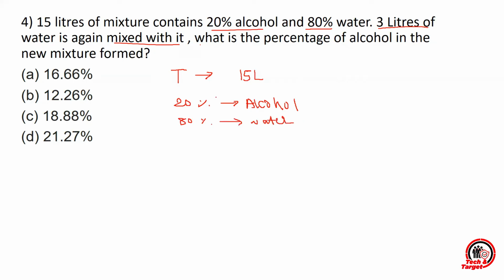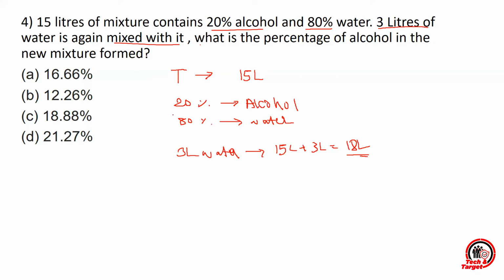Now they say that again 3 liters of water is added, which makes the total mixture 15 liters plus 3 liters. So totally it will be 18 liters, and in that 18 liters we have to find out what is the percentage of alcohol in that given mixture, right? So that's what we have to find out.